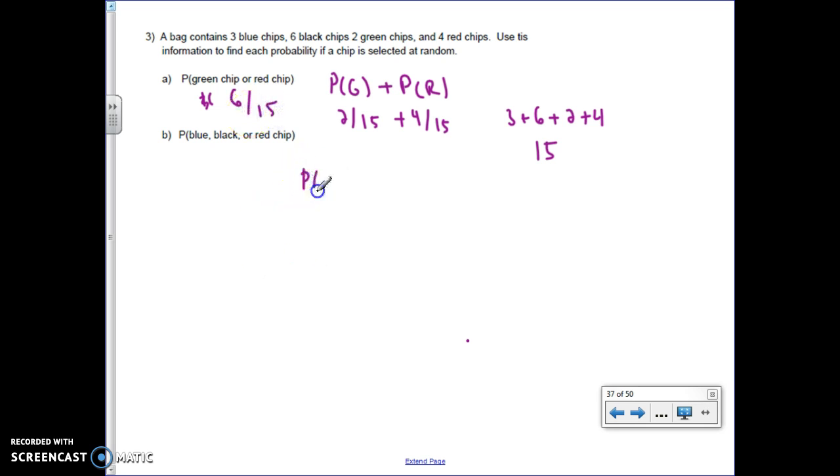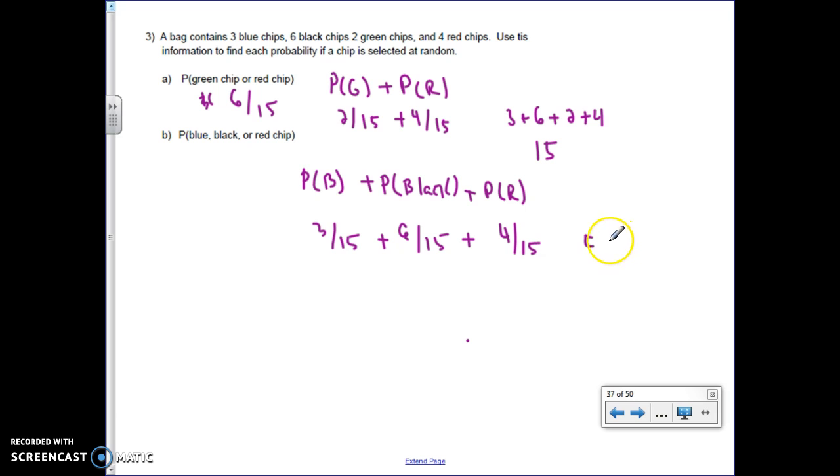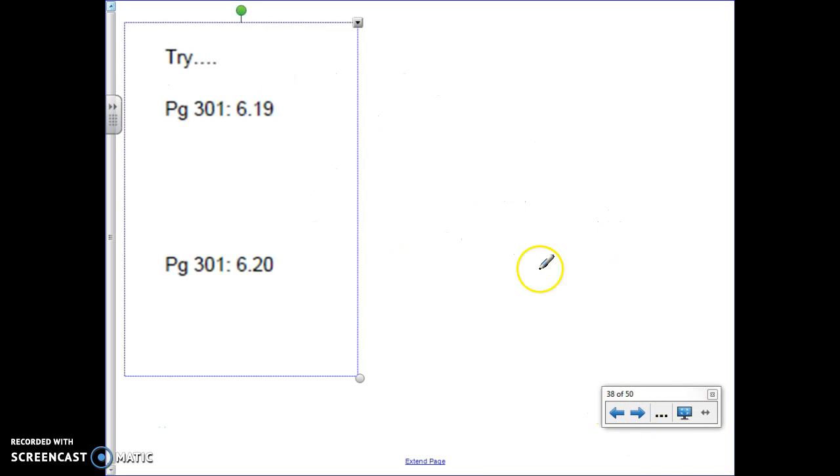This next one, we're taking the probability of blue, the probability of black, and adding the probability of red. Red we already knew was 4 out of 15. What is the probability that it's black? It's 6 out of 15. And the probability that it's blue is 3 out of 15. When I do all that, it looks like it's 13 out of 15. Okay? Alright, so this next one, you should try these, and we'll talk about those tomorrow. These are in your book.